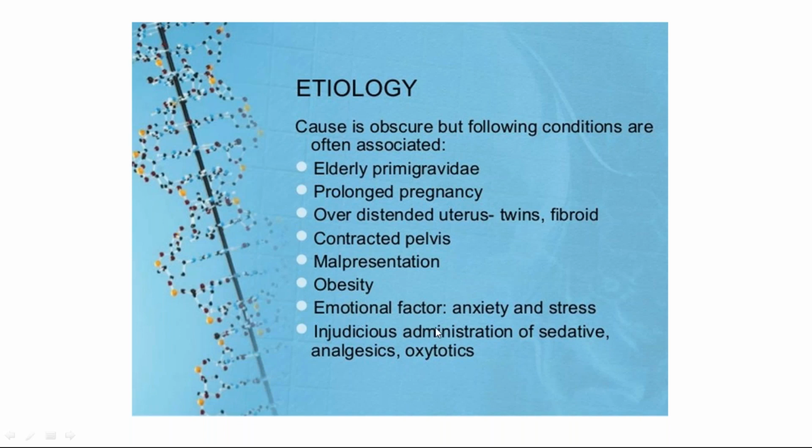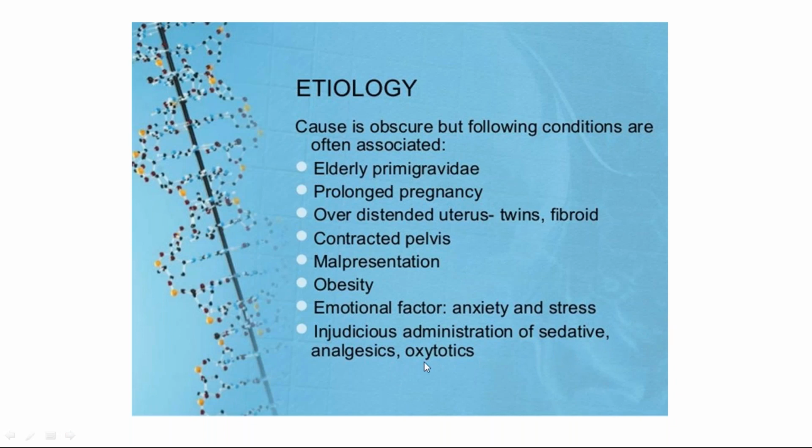Actually, to the 3 P's which have been described for a successful labor, another P also has to be added. That is the psych factor of the patient. The patient should be well educated to face this pain of the labor. So emotional factors like anxiety and stress also play a very important role in causing uterine action abnormalities. And then drug-induced, injudicious administration of sedatives, analgesics, oxytocin, anesthetic agents, or prostaglandins.